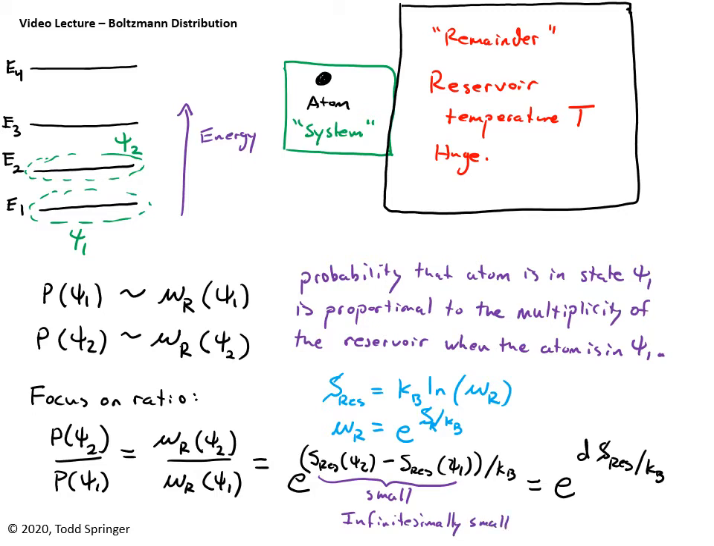Okay, so the ratio of those probabilities here is equal to e to whatever the change in the entropy of the reservoir is when the atom changes between those two states, divided by KB, Boltzmann's constant. So it doesn't seem so helpful at the moment, but we can make this a little more useful by using the laws of thermodynamics.